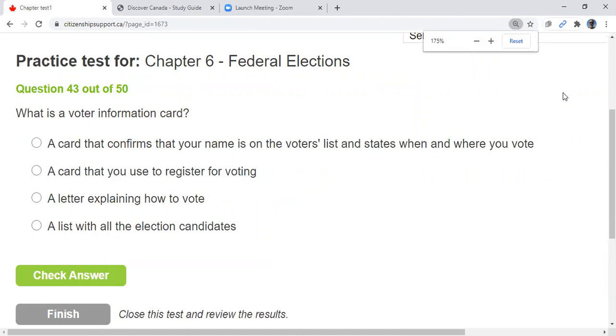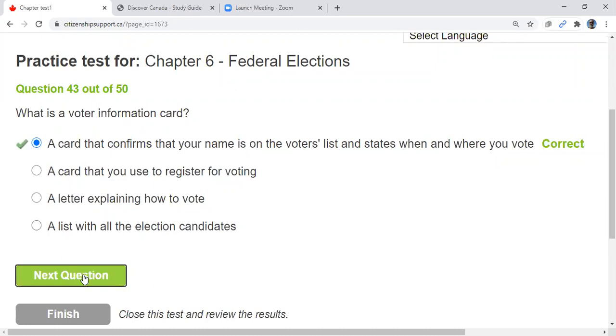It's A, number 1. Yeah, a card that can, yeah, go ahead. Can you read that for me, Rashid? A card that confirms that your name is on a voters list and the status, when and where you vote. Yeah, very good. Voter information. Good.